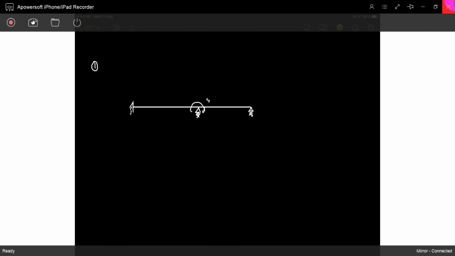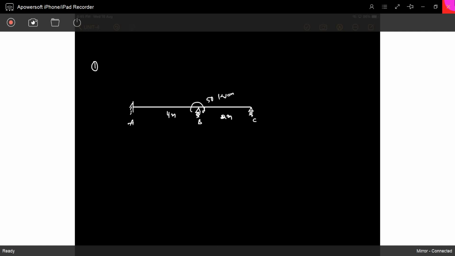It's a 50. There is no loading. Only a concentrated moment is there. It's a 50 kilonewton meter. It's 4 meters, and it's 2 meters. So we can assign names A, B, C.